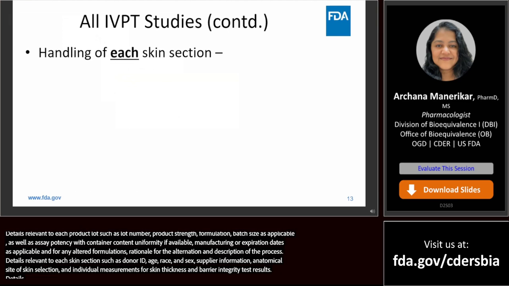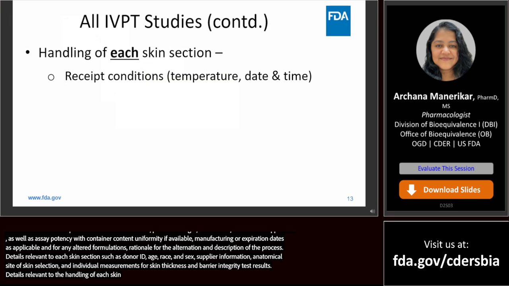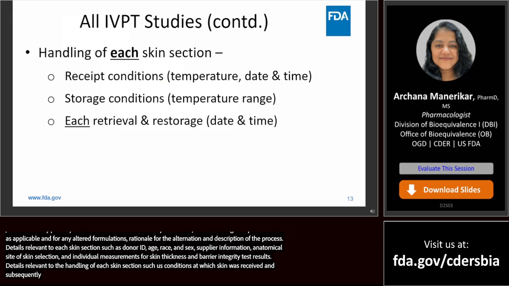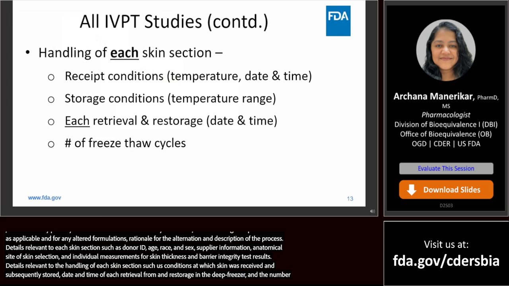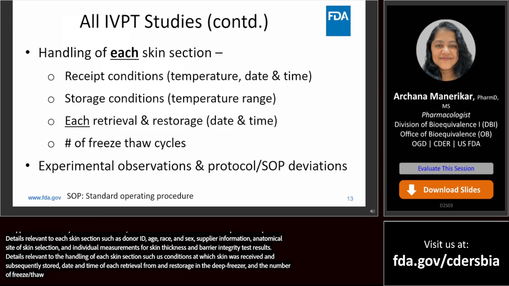Details relevant to the handling of each skin section, such as conditions at which skin was received and subsequently stored, date and time of each retrieval from and restorage in the deep freezer, and the number of freeze-thaw cycles to which the skin was subjected. Lastly, submission of details of any protocol or SOP deviations or experimental observations that may influence the interpretation of the study results.